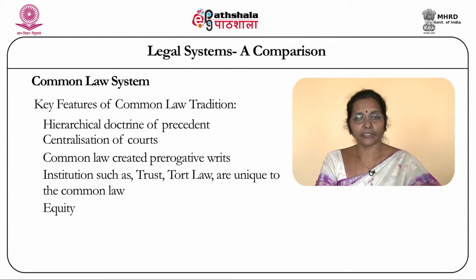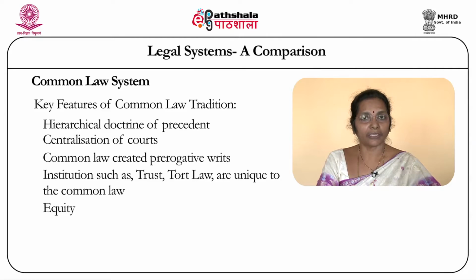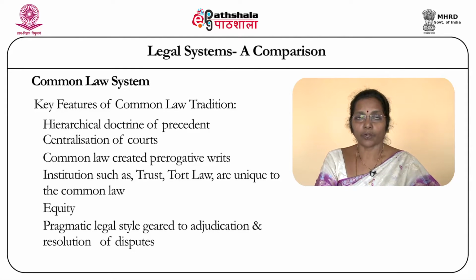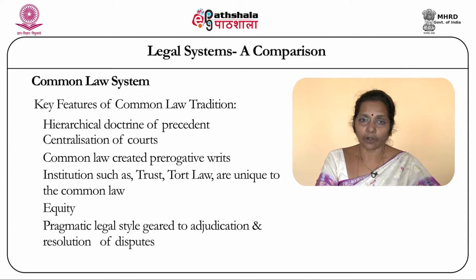And another distinct feature we find in the common law tradition, unlike the civil law system, is the pragmatic legal style that is geared to adjudication and the resolution of disputes. Now, what is this legal style? The legal style is that as a case goes to the court, it is decided on the facts of the case, and the ratio decidendi is observed, and accordingly the dispute is resolved.